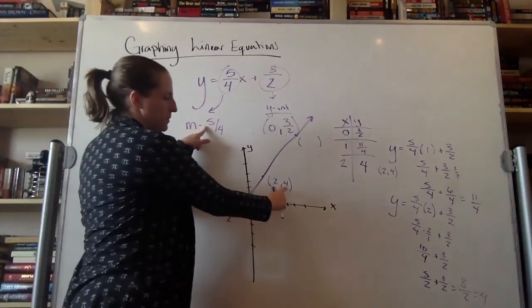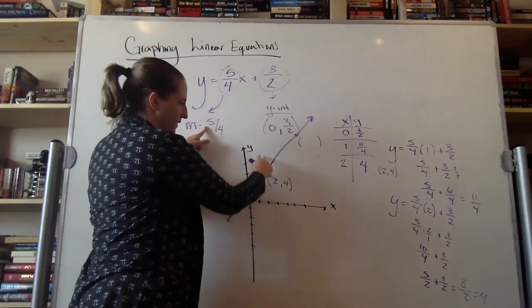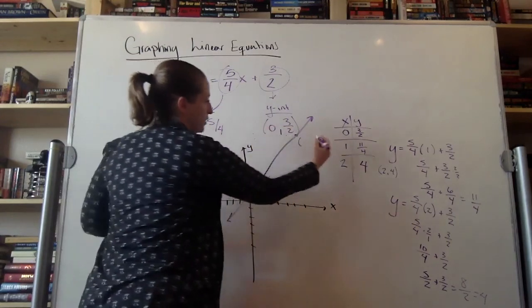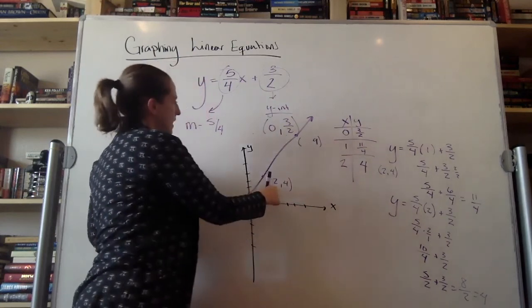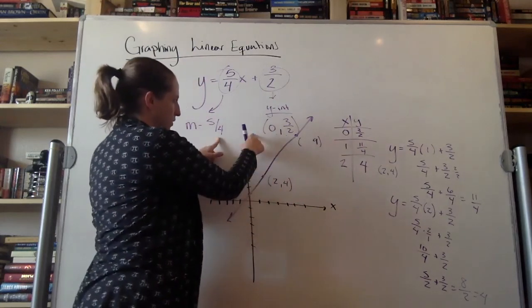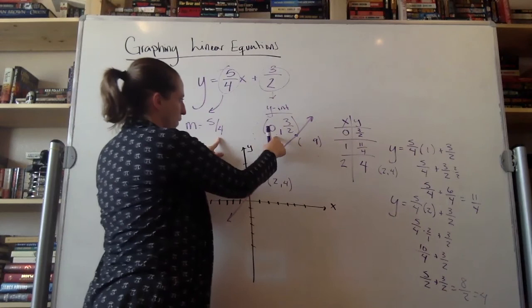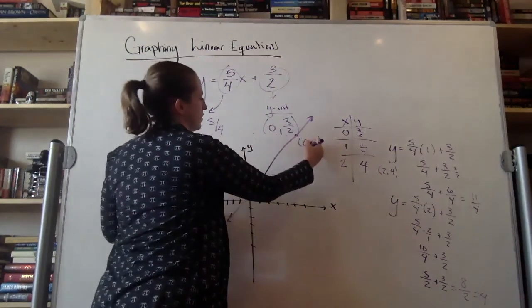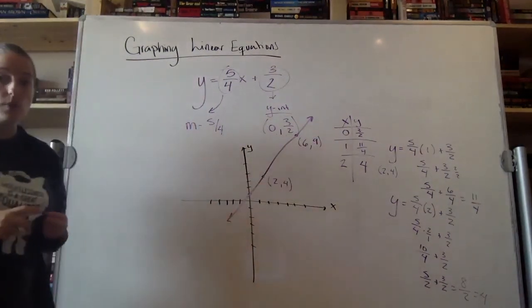I'm going to go up 5. That's going to change my vertical component. I'm going 4, 5, 6, 7, 8, 9. So my new y value is 9. And I'm going over 4, so 2, 3, 4, 5, 6. So this is the point (6, 9). That will also be on that graph.